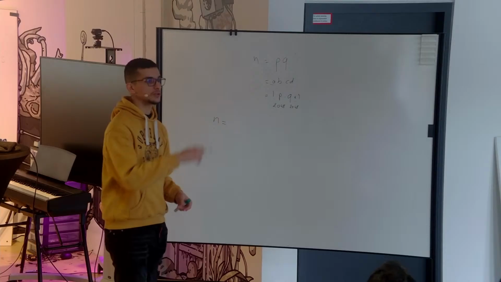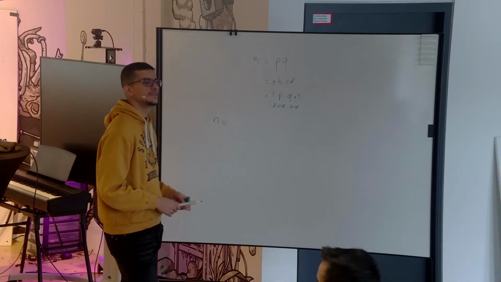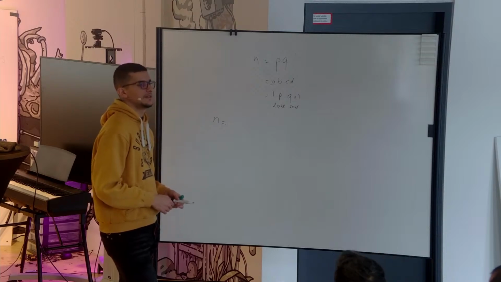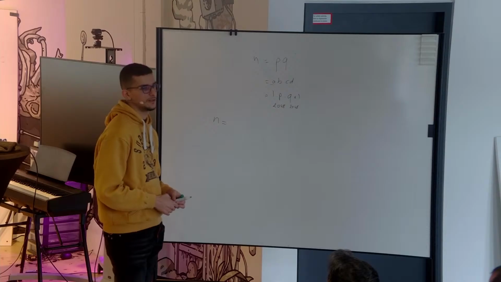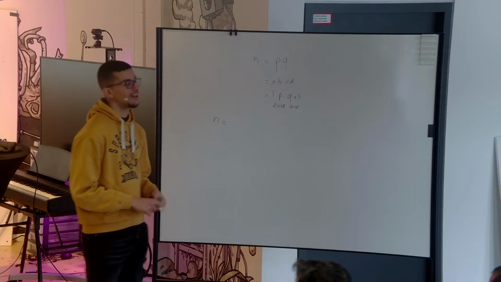I thought I saw a question there. Do we know how many numbers, prime numbers, we have in 2048 bits? Yeah, we know, but it's a lot. Okay. It's a lot. It's really a lot.